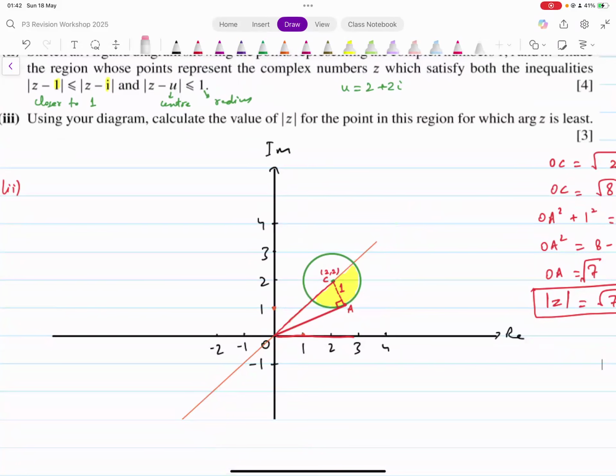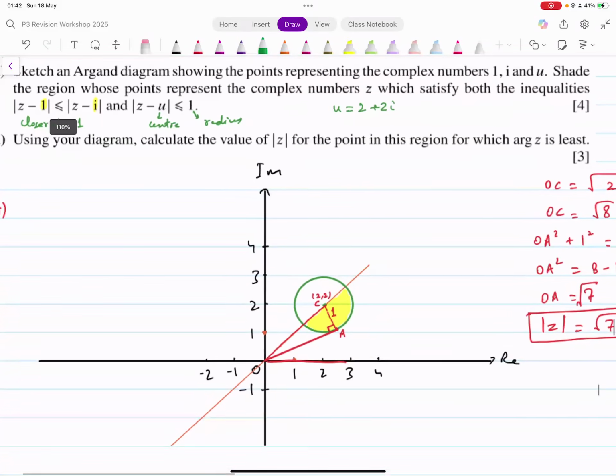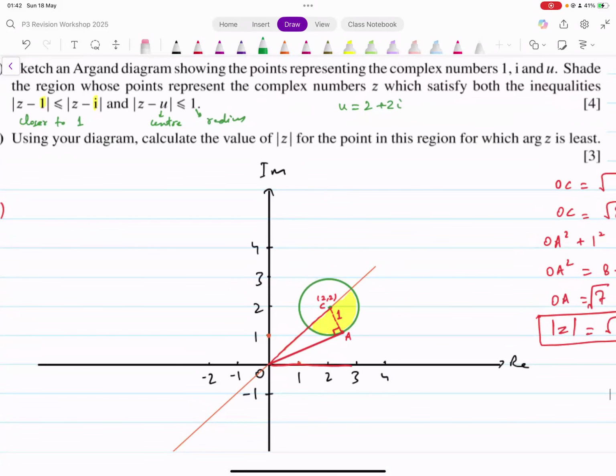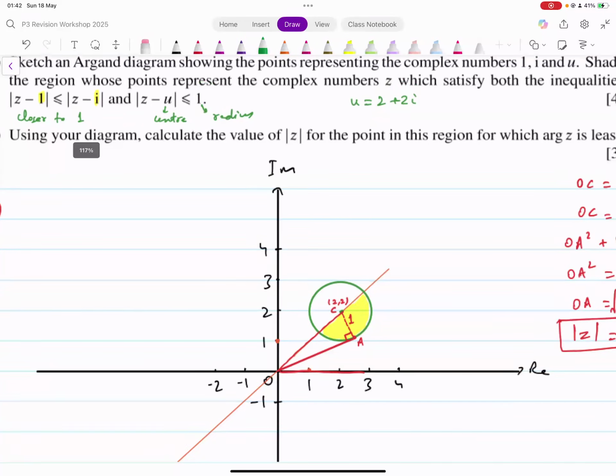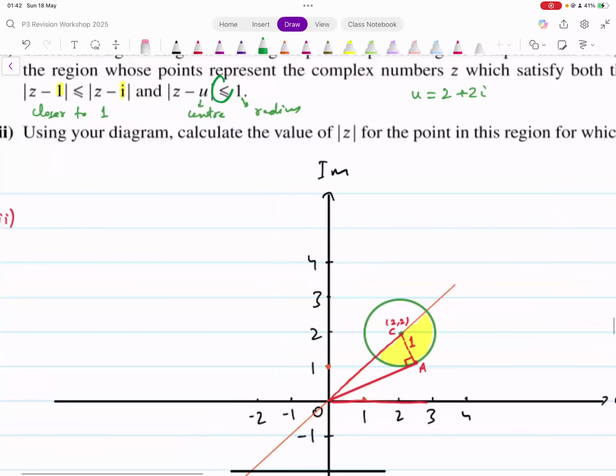The other is modulus of z minus u is less than or equal to 1. So the distance of z from a point is less than or equal to 1. We're talking about one point here, so that's a circle. The center of the circle is going to be u, which is 2 plus 2 iota, and the radius is 1. So you draw that circle. You have to be inside that circle and towards the point 1.